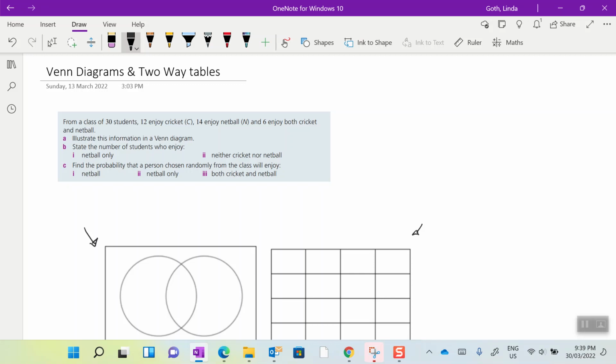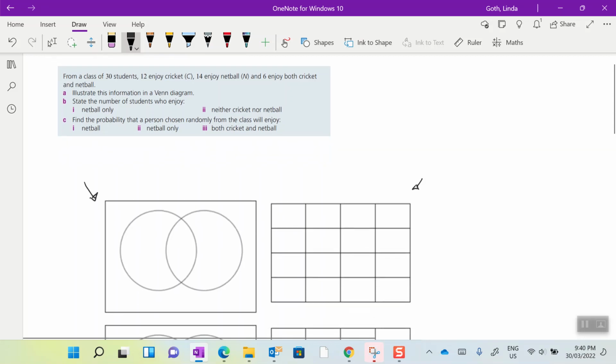Now the way we set it up in a Venn diagram, we have to put all the information into the Venn diagram really carefully. So the outside rectangle, everything inside there is all the people involved. And we know that altogether there's 30 people. So n is equal to 30, the number of people or the number of items. So all the numbers inside the rectangle must add up to 30.